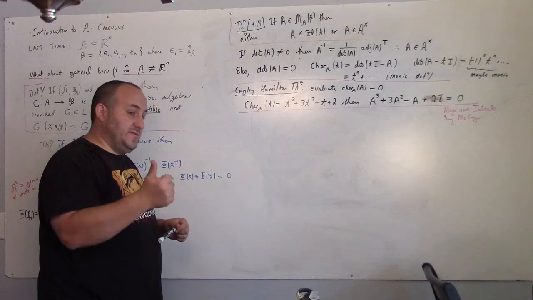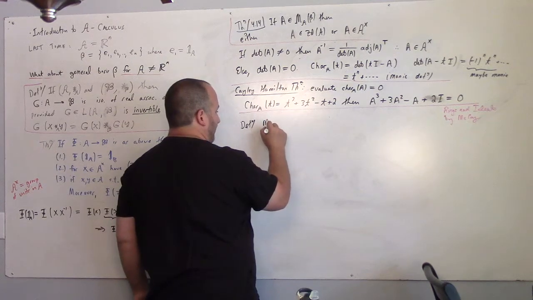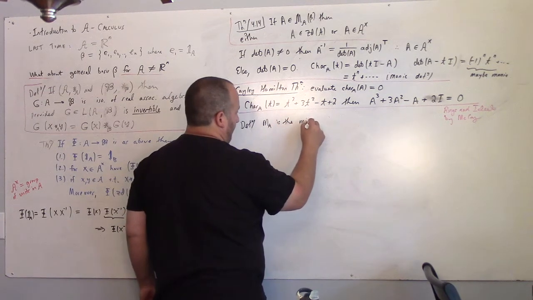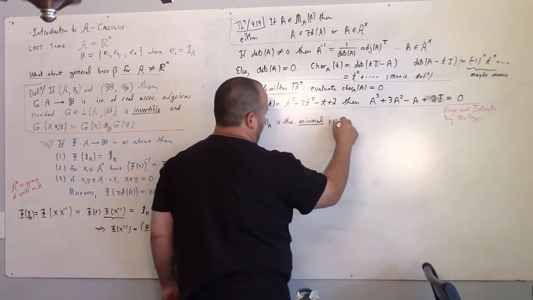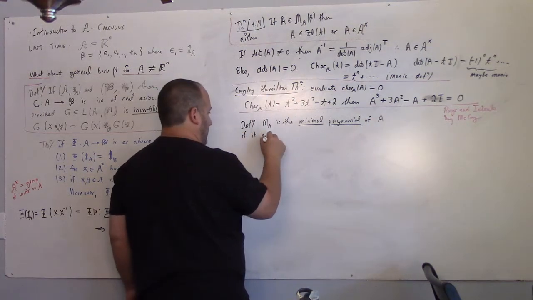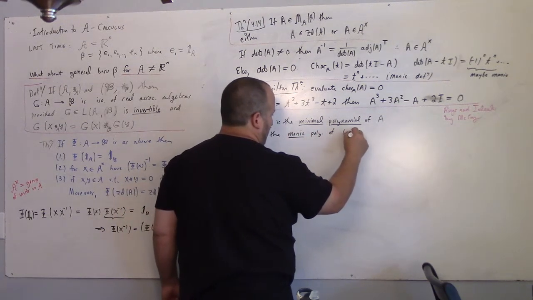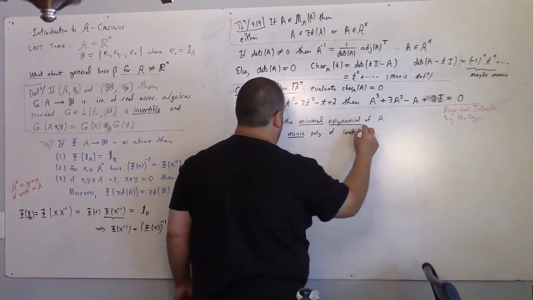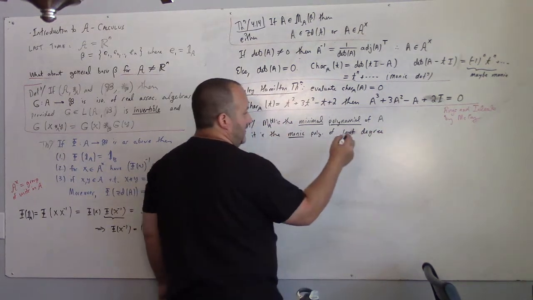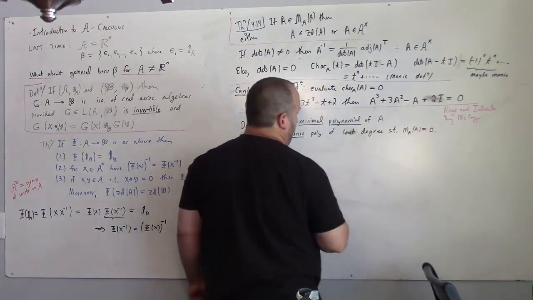So I said there's another polynomial that matters, the minimal polynomial. So, definition: the minimal polynomial of A is the monic polynomial of least degree, I'll put a t here, such that m_A(A) equals 0.